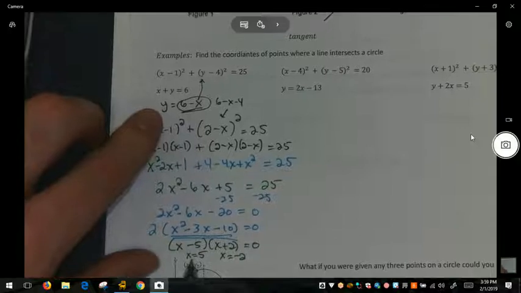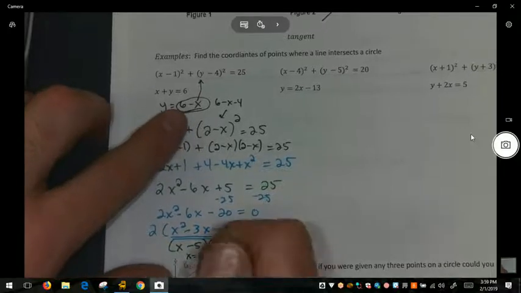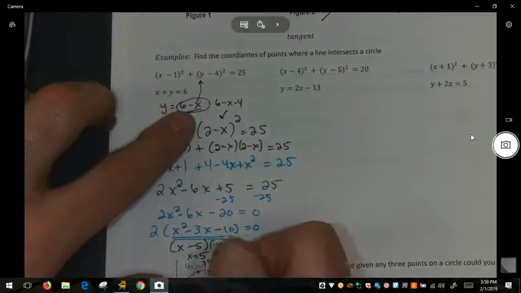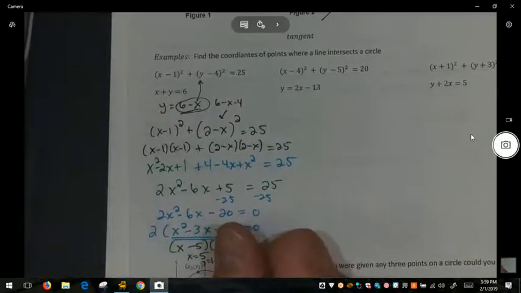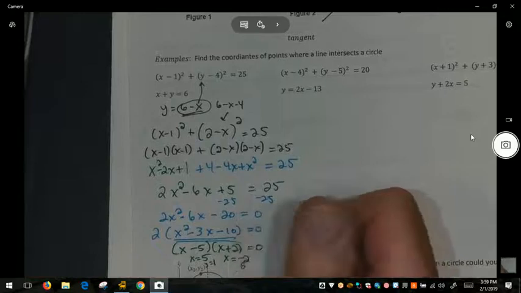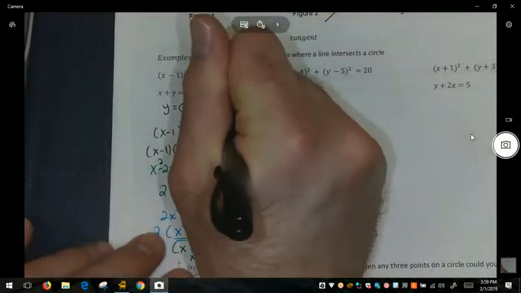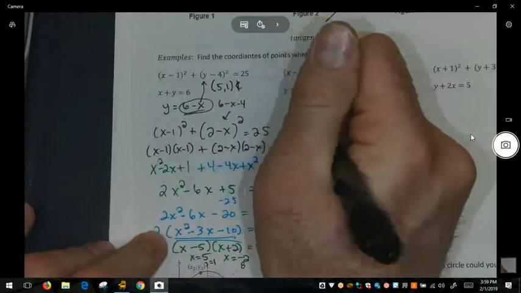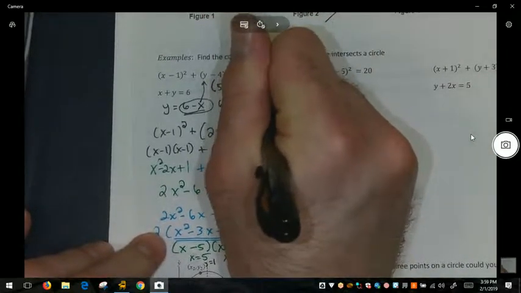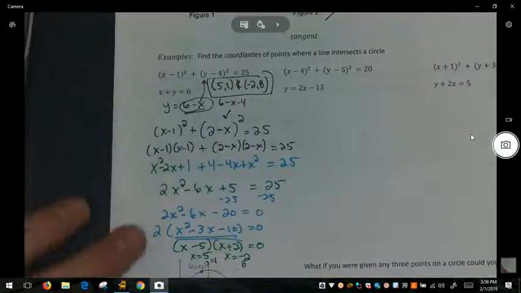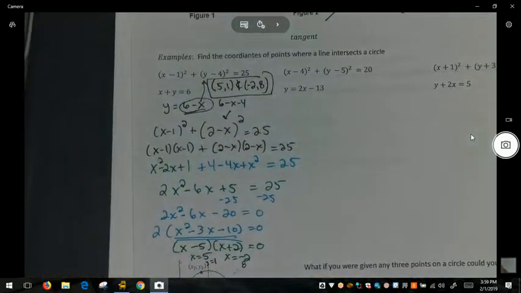I'm going to plug them into the linear equation. 6 minus 5 is 1. 6 minus negative 2 is 8. So my ordered pairs for the intersection points are (5, 1) and (negative 2, 8). There are 2 points of intersection right there. And here's my algebraic evidence to show how I found the values of x.